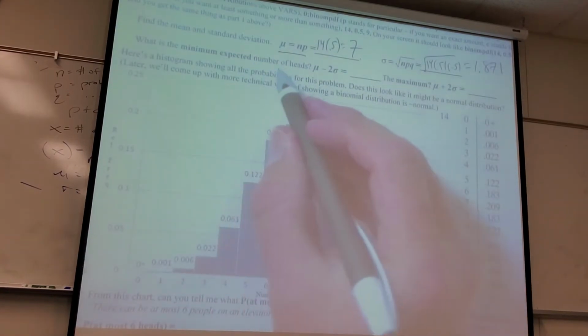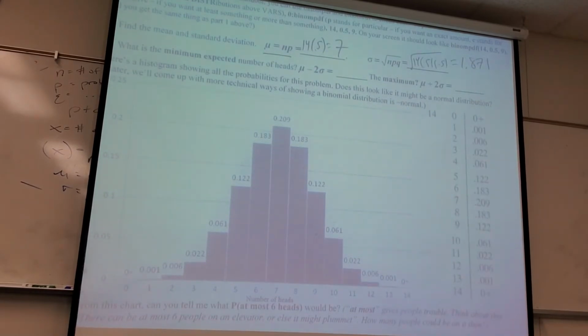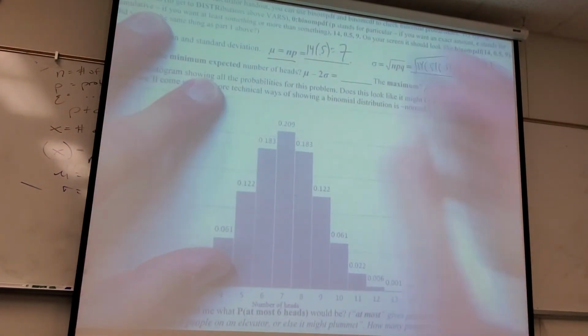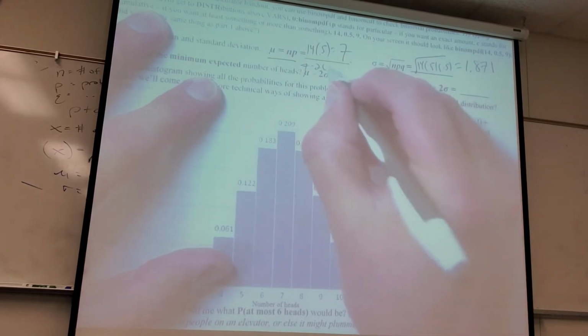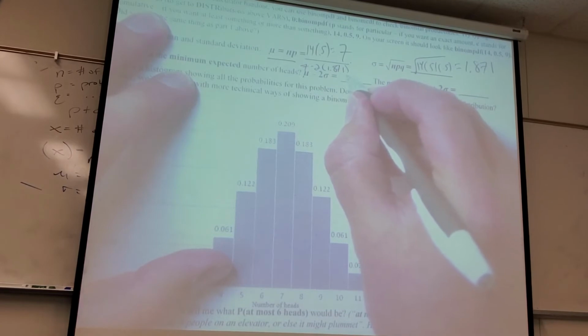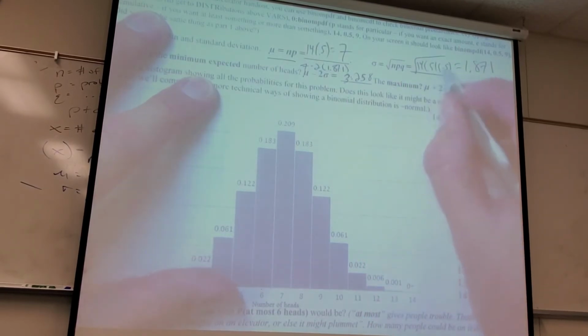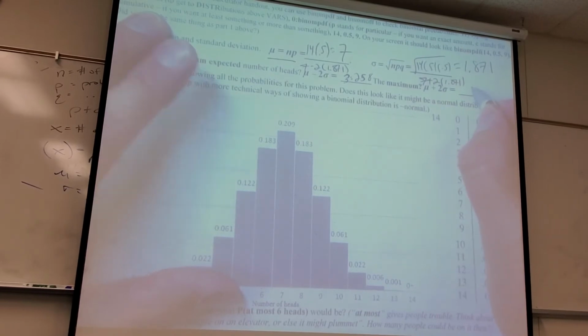The minimum expected number of heads, the maximum, right? That'll be 2 steps up and down. So if I do 7 minus 2 of these, where do I end up? 3.258. And then if I do 7 plus 2 times that, I end up at 10.741.